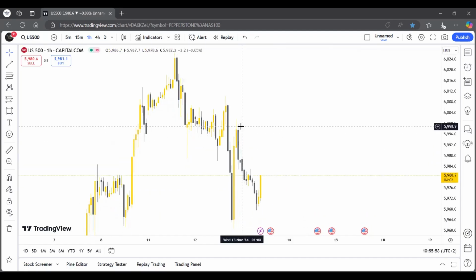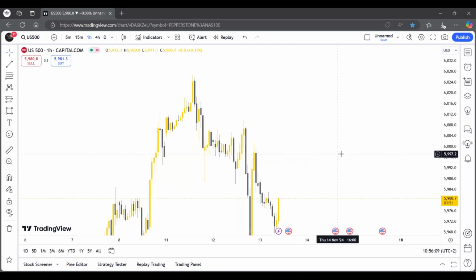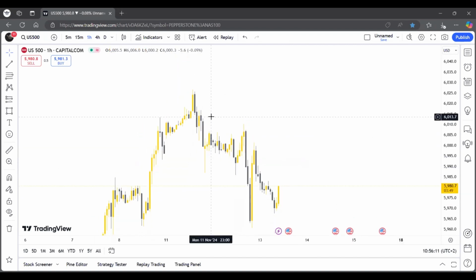Now let's go. I did take an entry right here. Let me just show you. This is where I took an entry. Now we can clearly see here we do have the very same similar situation that was happening on Nasdaq. But here it was much clearer in terms of structure, much clearer.